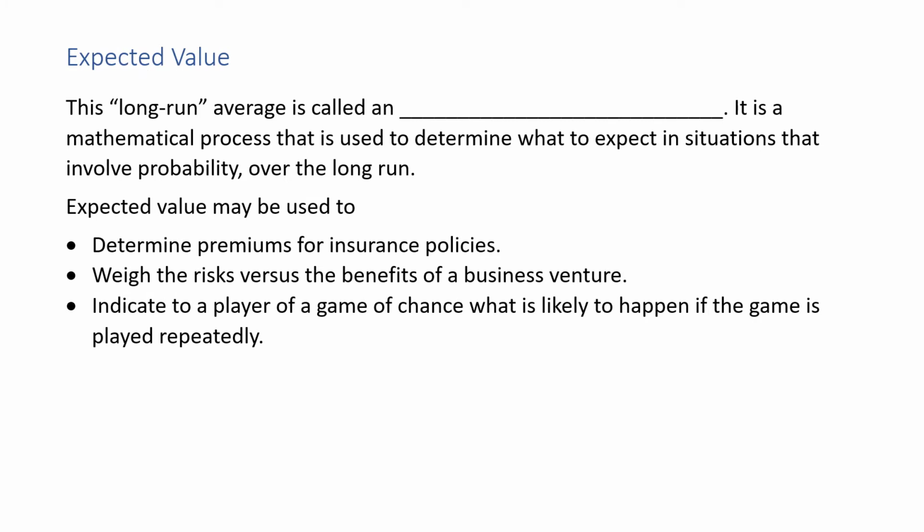Expected value. The long-run average is called an expected value. It is a mathematical process that is used to determine what to expect in situations that involve probability over the long run. Expected value may be used to determine premiums for insurance policies, weigh the risks versus the benefits of a business venture, or indicate to a player of a game of chance what is likely to happen if the game is played repeatedly.